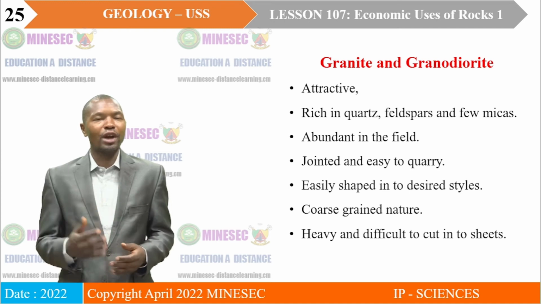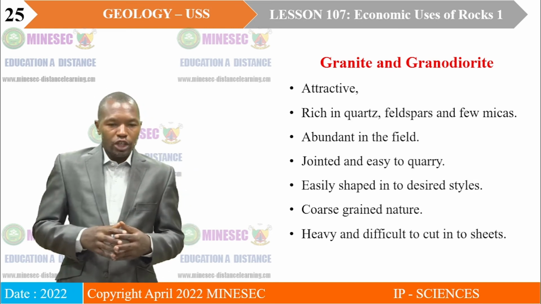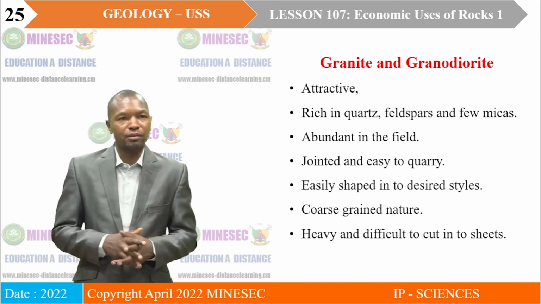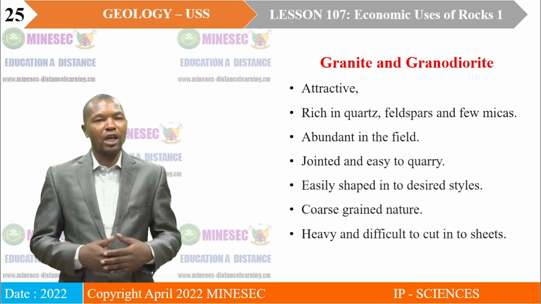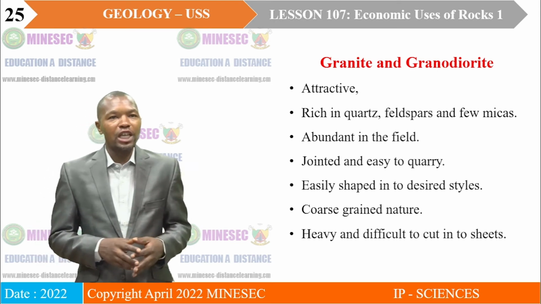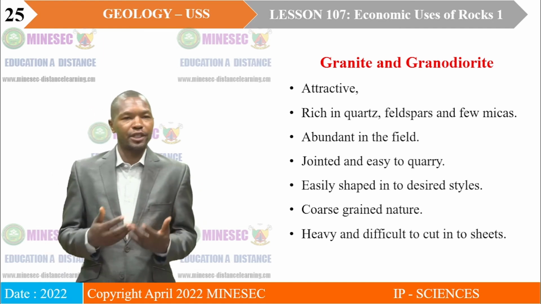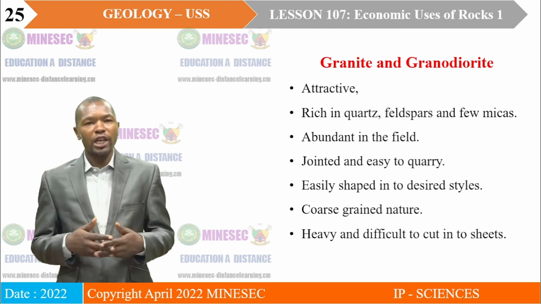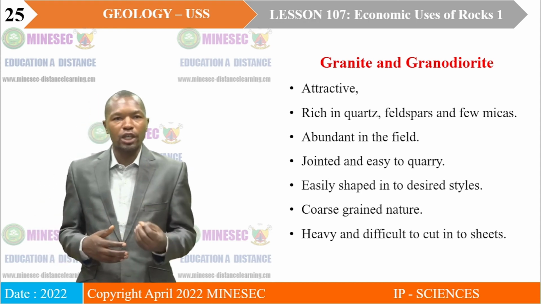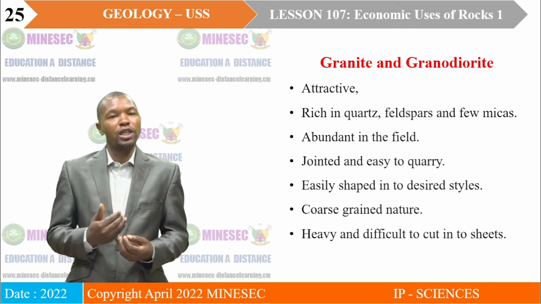The reason why they are abundant in the field is because the magmas that form them are a little bit sluggish. And those sluggish magmas will take their time to crystallize, so they will be formed at depth, and in the case of any uplift, they are exposed or exhumed. They are jointed and easy to quarry. They are easily shaped into different styles, and they are coarse grained in nature. They are heavy and difficult to cut into sheets. In other words, they can withstand because they will not easily be cut.